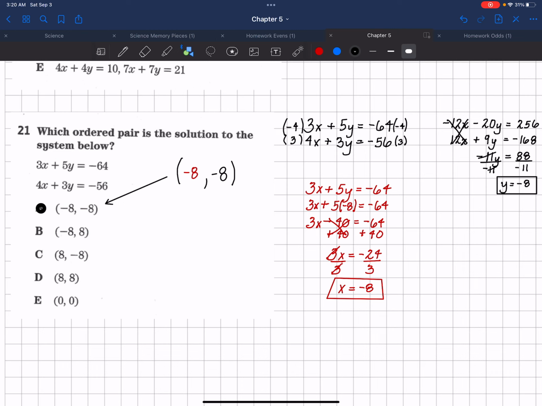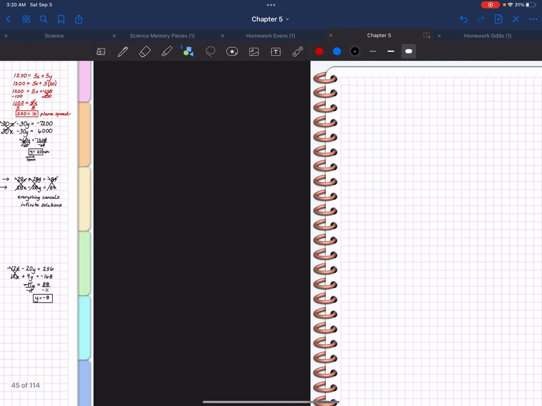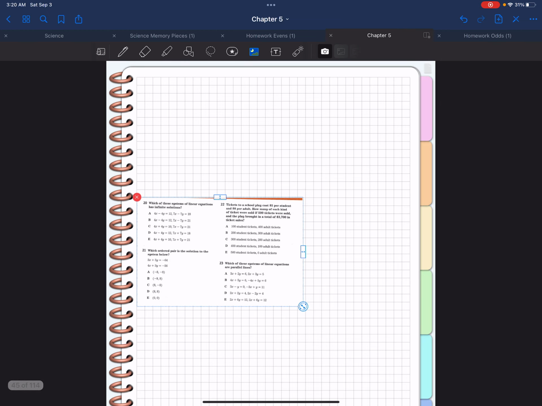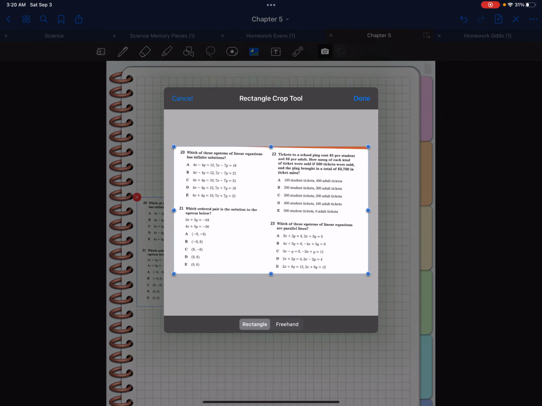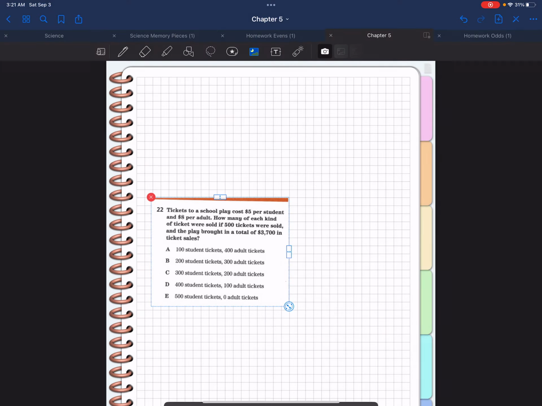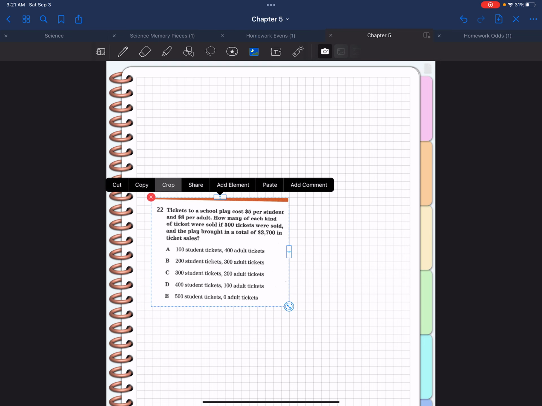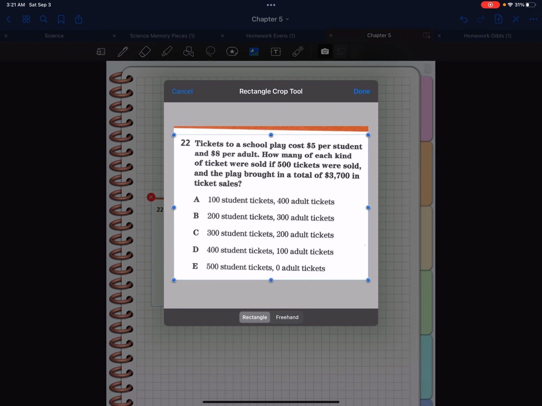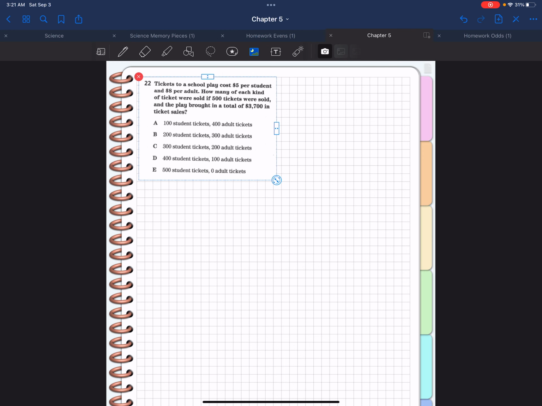Okay, number 22. Let me go to a new page and paste. This is another story problem. I love the story problems. To me, they make so much more sense than just numbers but they're not easy. I'm not saying they're easy by any means.